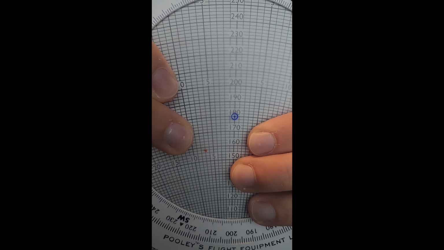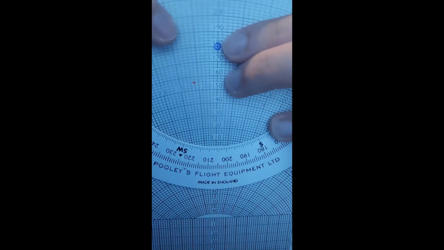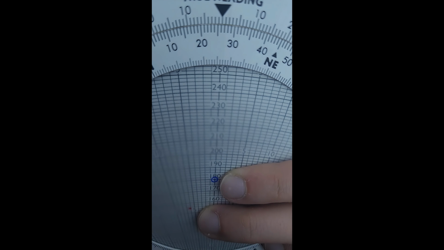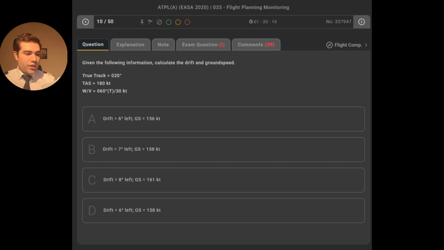As you can see, right now it's on 7 degrees to the left. But be careful. The question gives us the true track, not the true heading. So your heading must be 7 degrees right to fix it. But if you move it 7 degrees right, you will notice that the drift actually moves to 6 degrees left, as you can see. So basically, if you put 26 over here and 6 degrees left, you have 20 as true track. Now all we have to do is read it.